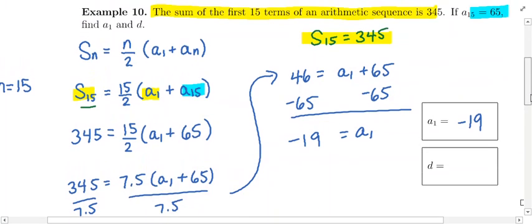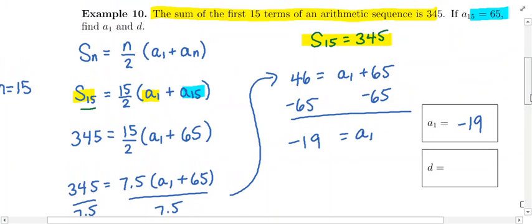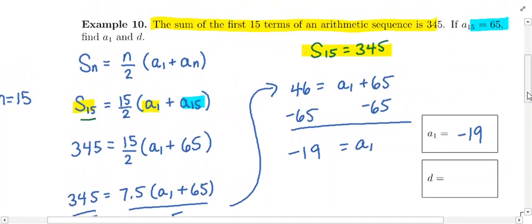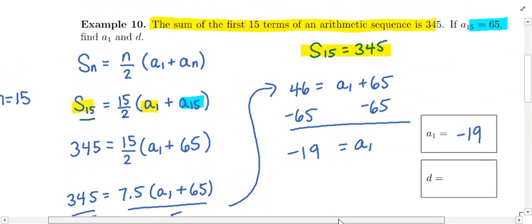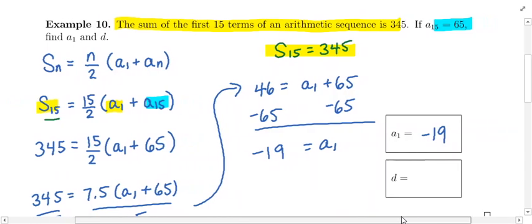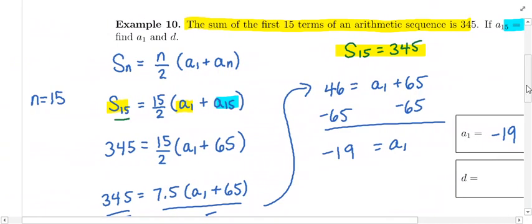Now that we have it, how do we go about getting D? Well, we know the 15th term and we know the first term. There's a few options we can use. We can use the slope formula, that's our alternate formula for calculating the D value. We could also go back and use the second formula here, because now we know A1 and we know the n value. There are definitely some options here. I'll go ahead and use the second formula.